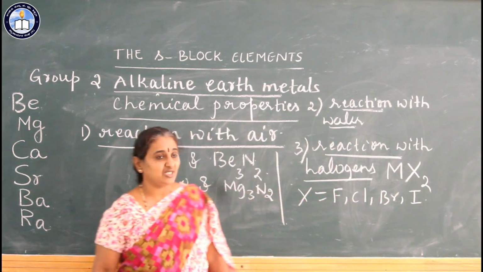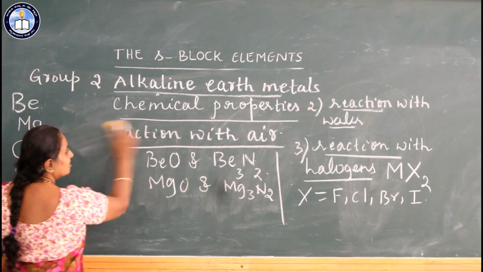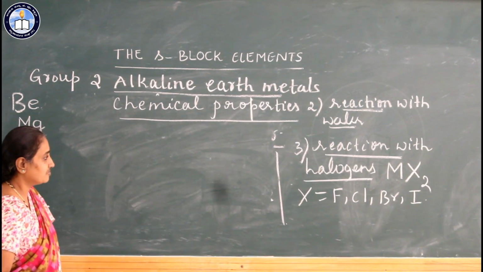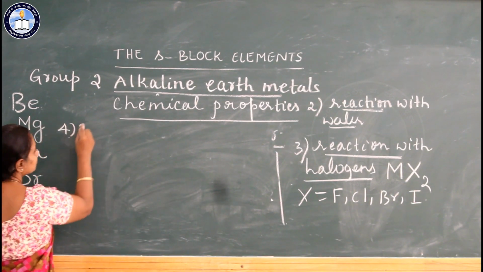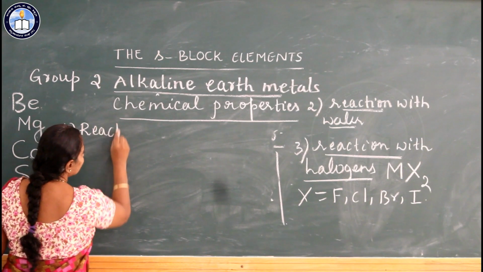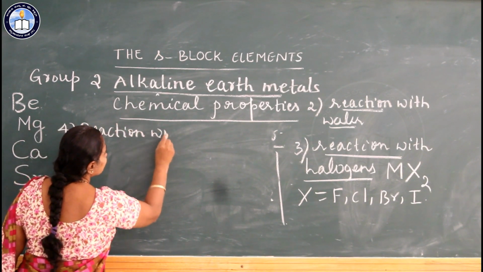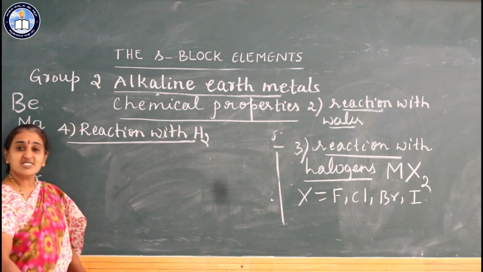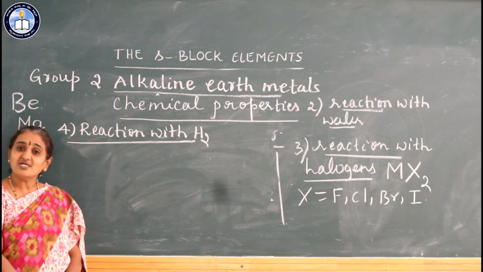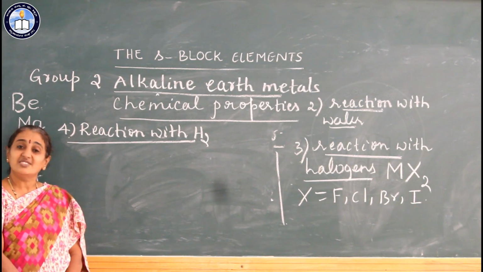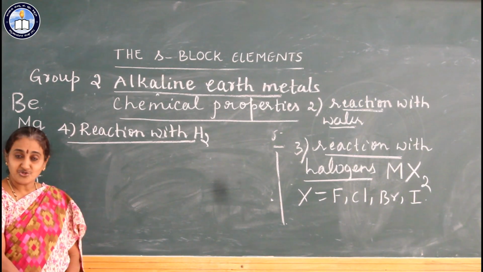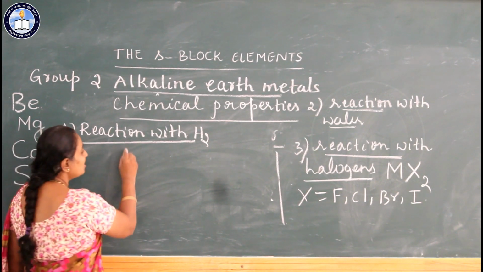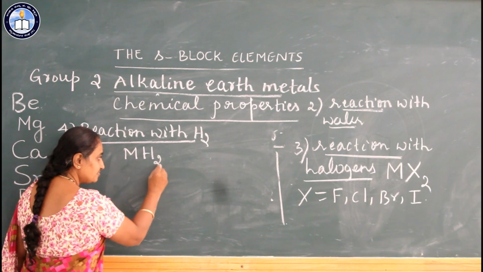The fourth property of the alkaline earth metals, reaction with hydrogen. Except beryllium, other alkaline earth metals react with hydrogen, forming respective hydrides having the formula MH2.